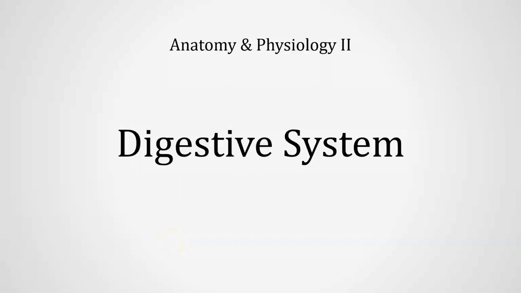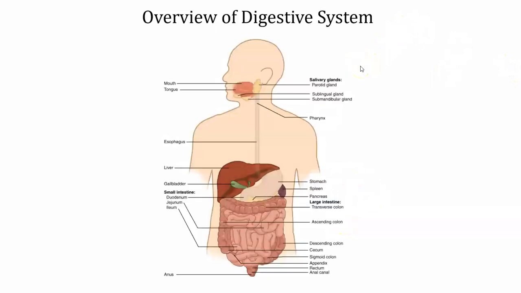Hi everyone, we're going to work through the digestive system in this lecture, and we'll start off with an overview of the anatomy of the digestive system. The digestive system looks something like this, and there is basically one long tube about 30 feet long, which is called the alimentary canal, and that extends all the way from mouth down to anus.